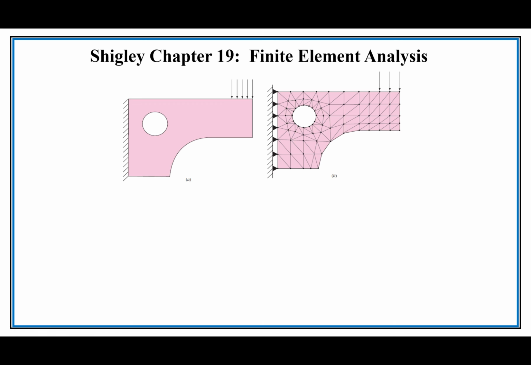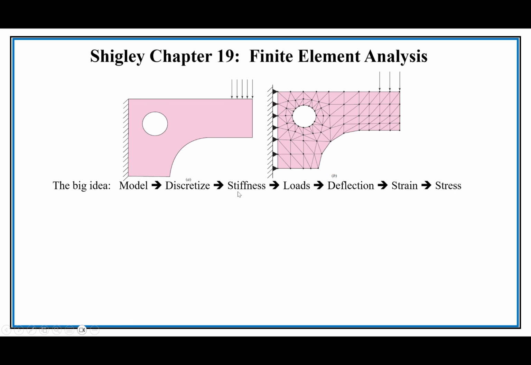The overall big idea: we make a model, we discretize it, we find the stiffness, or the computer finds the stiffness, we apply the loads, and from that, with the loads and boundary conditions, we find the deflection. From that, we can get the strain, and from the strain, we get the stress. That's our big idea in FEA.